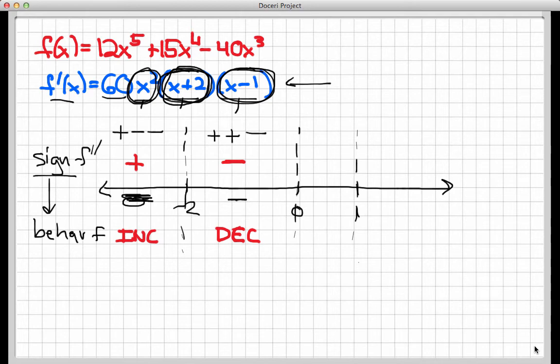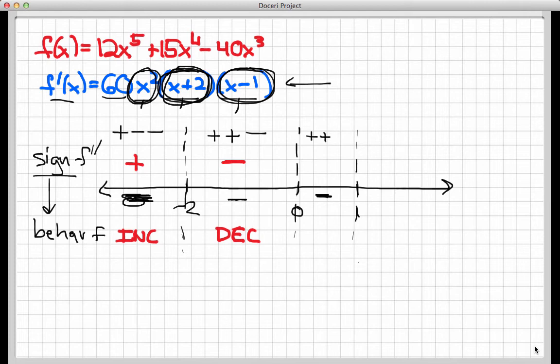Now these numbers in between 0 and 1 are things like a half or 0.5. The first factor, x squared, is positive on that interval. X squared is positive on all of these intervals, as you might notice. The second factor, x plus 2, is also going to be positive because you're adding small positive numbers to 2, and that gives you a positive result.